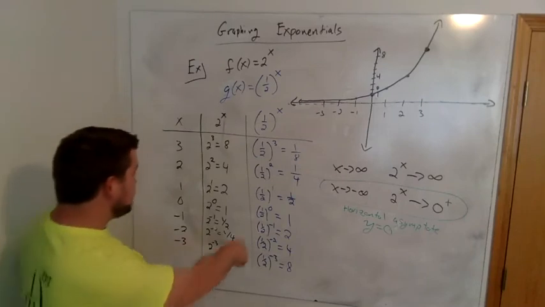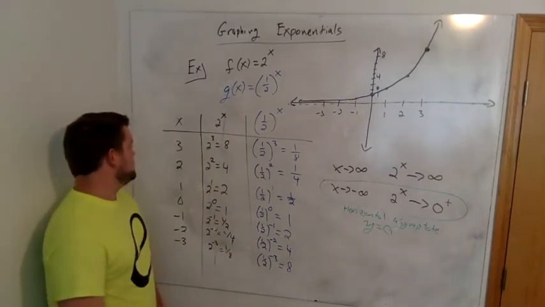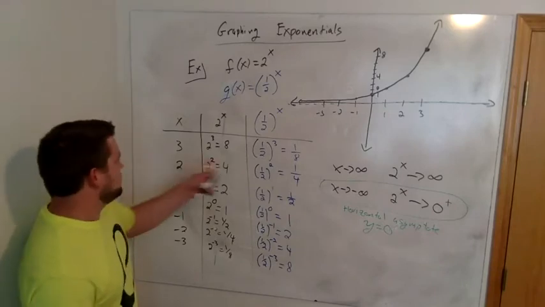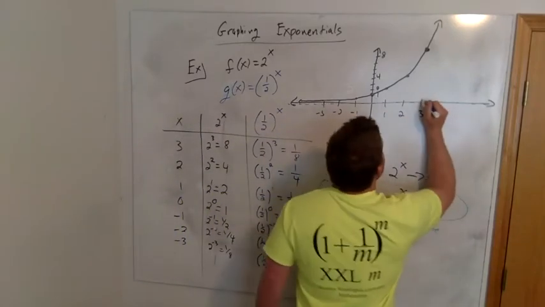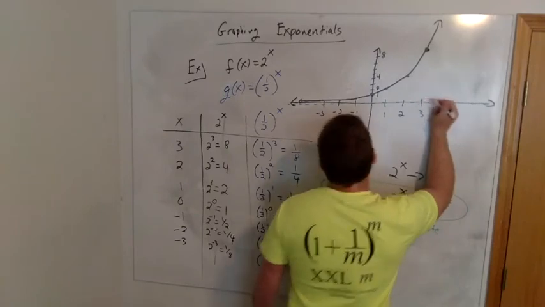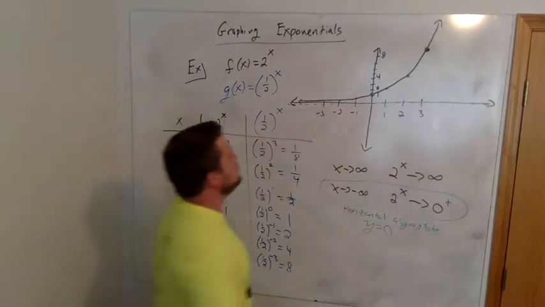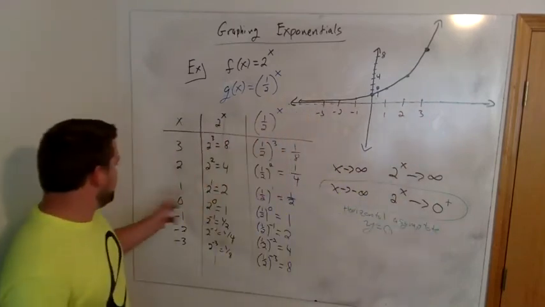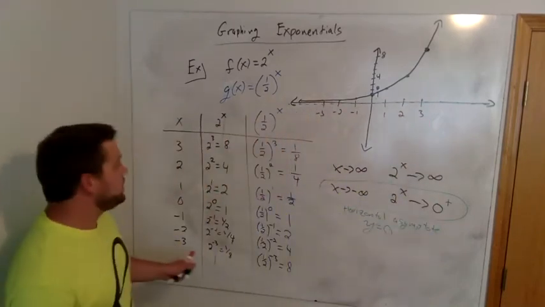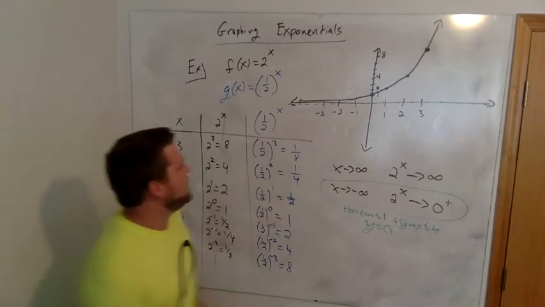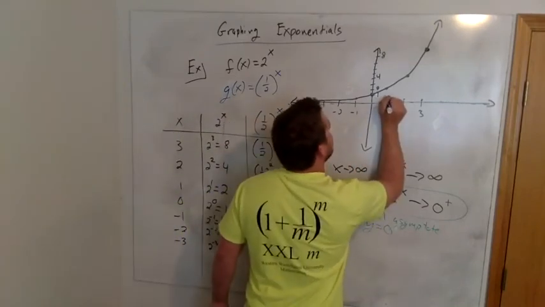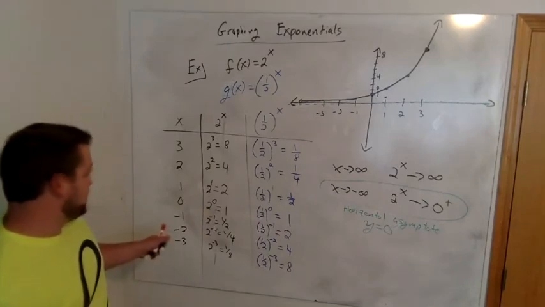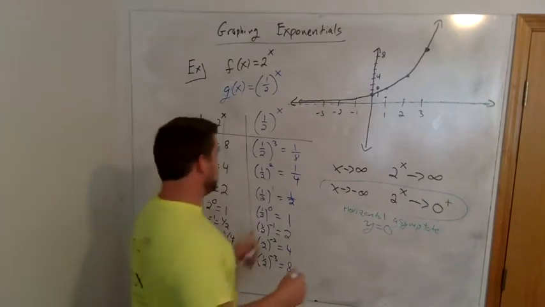Okay, now let's go ahead and graph the blue one. So this is 1/2 to the x. When we plug in 3, we get out something really small, 1/8. When we plug in 2, we get out a 1/4, so a little bit higher. When we plug in 1, we get out a 1/2. And when we plug in 0, we get out 1.